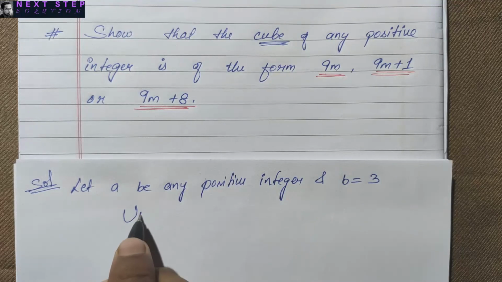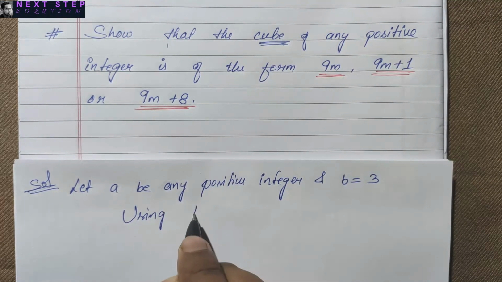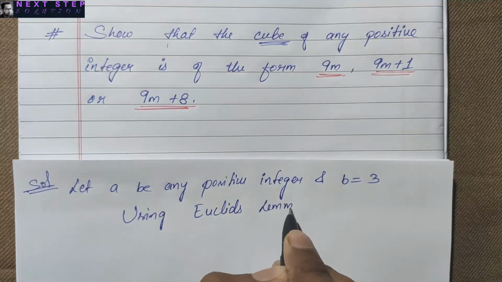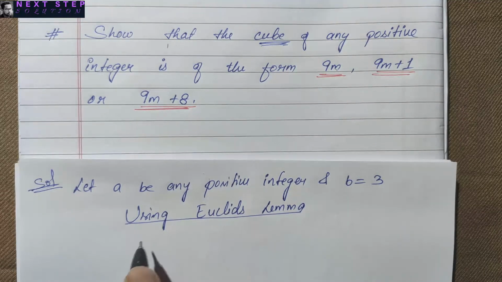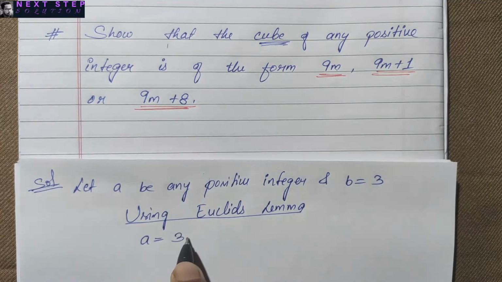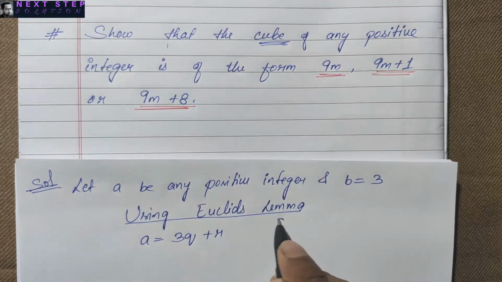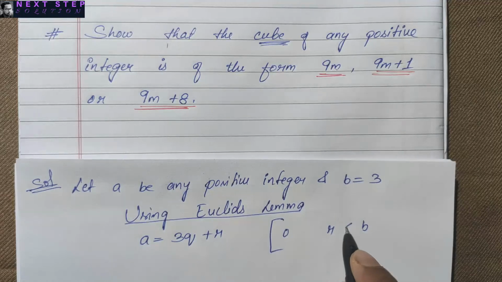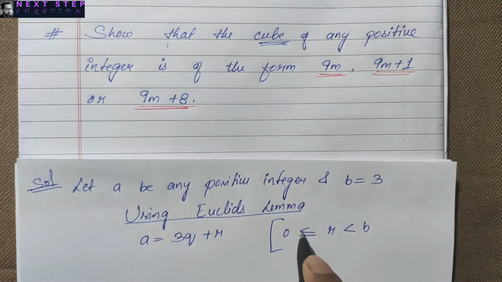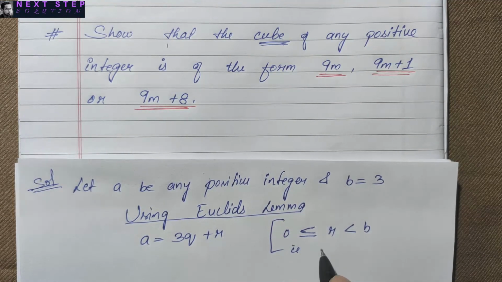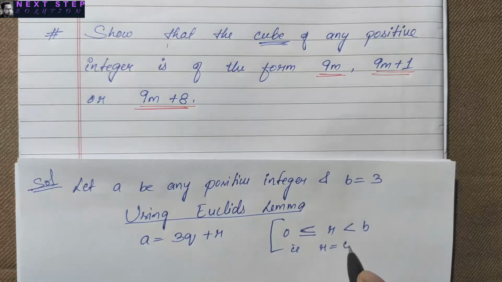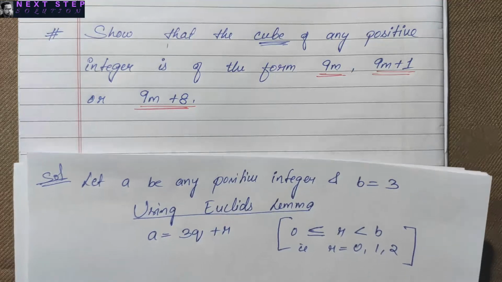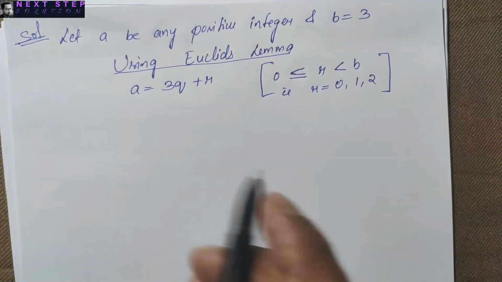Using Euclid's lemma, we have a is equal to 3q plus r, and we know that r should be between 0 to b. It has to be smaller than b, but it can be greater than or equal to 0. That is, r is equal to 0, 1 or 2. Now we will check with different values. First we'll check with 0, then with 1, and then with 2.